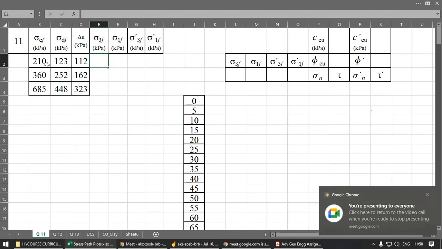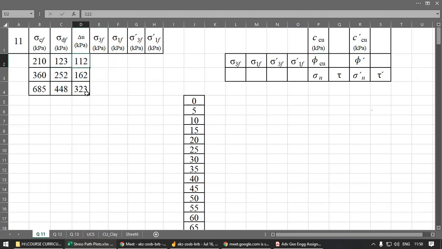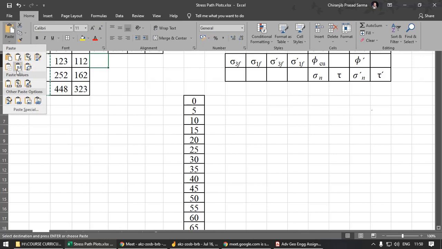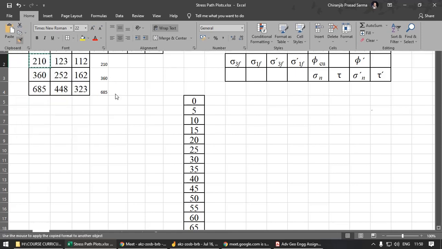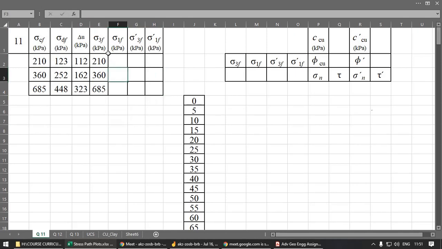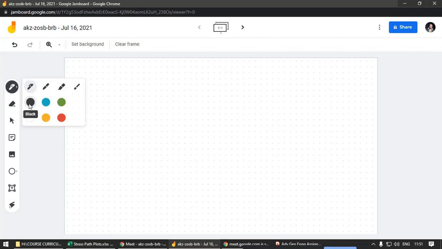So here we have sigma C, sigma D, and pore water pressure. Obviously sigma 3 will be equal to this one, so we can directly copy this and paste it here. If you want to copy the format as well, you can copy the format. So total sigma 3 at failure will be definitely sigma C, what is applied. Now what is sigma 1? Sigma 1 is equal to sigma 3 plus sigma D.